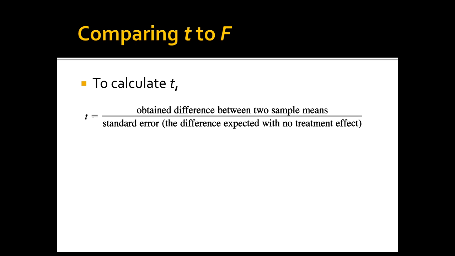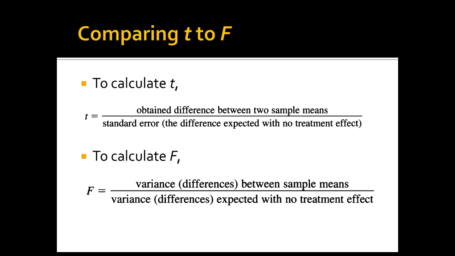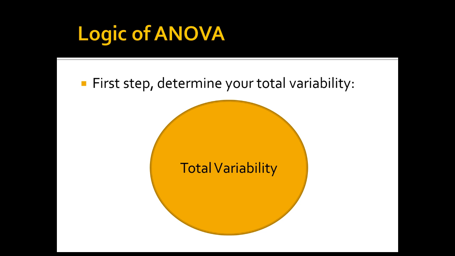So comparing t to F. To calculate t, we look at the obtained difference between two samples over the standard error. And to calculate F, we look at the variance between, or differences between, sample means over the variance expected with no treatment. So it's very similar, but it relies more on the calculation of variance, or the analysis of variance, hence the name. So what's the logic of ANOVA?